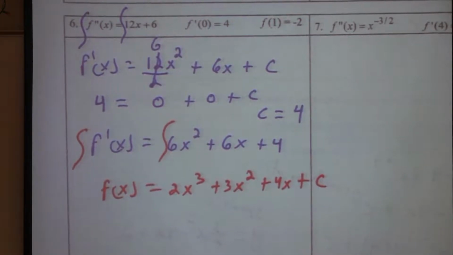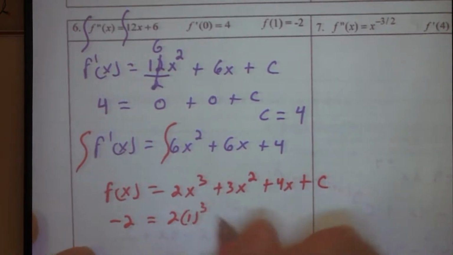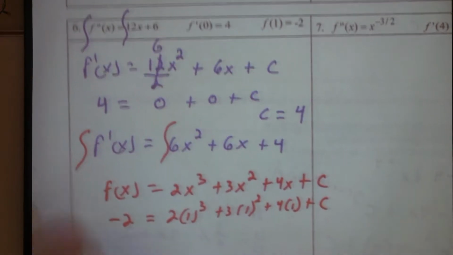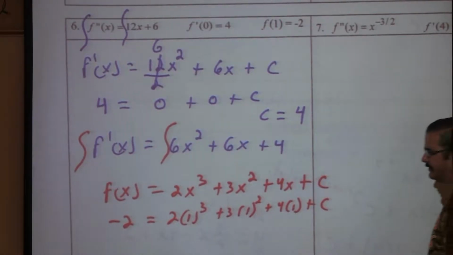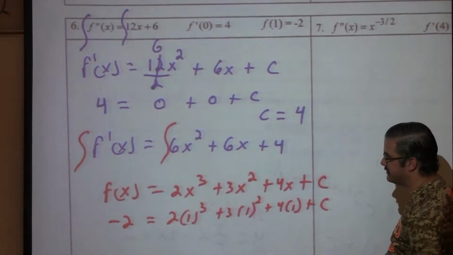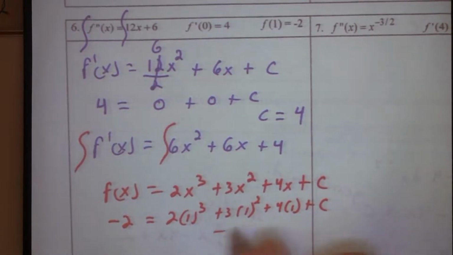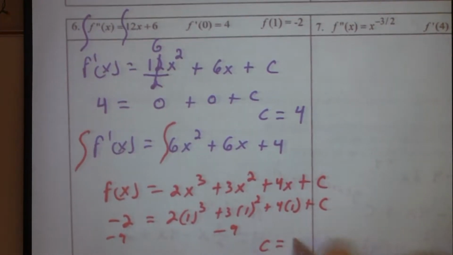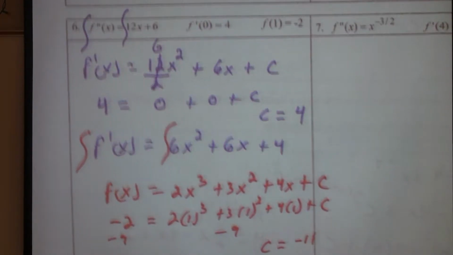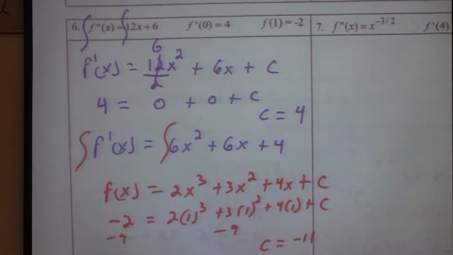And we're going to plug in 1, and my answer should be negative 2, right? So that's going to be 2 times 1 to the third plus 3 times 1 to the second plus 4 times 1 plus c. So just add the coefficients: 2 plus 3 plus 4. That's 9, right? So we're going to minus 9. So we get c is negative 11. And what's my original equation? 2x to the third plus 3x squared plus 4x minus 11.